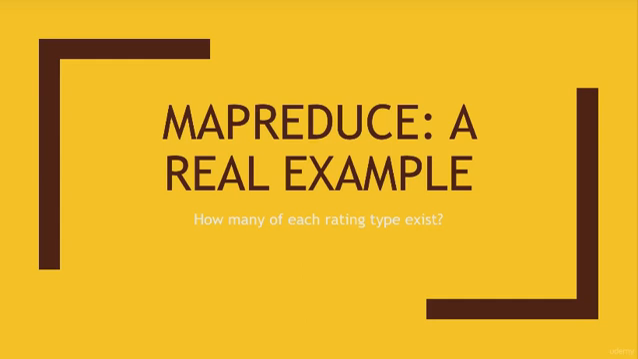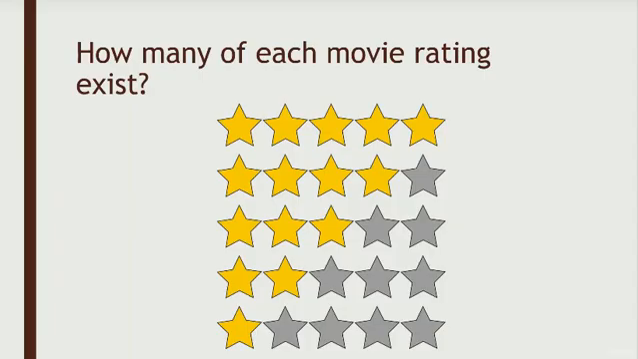All right, let's make this real with another example of using MapReduce to solve a real problem. What we're going to try to figure out is how many of each rating type exists in the MovieLens rating dataset. So how many 1-star ratings are there? How many 2 stars, 3 stars, 4 stars, and 5 stars? And we'll figure out what the distribution of those ratings really is. Just how picky are people? At least how picky were they in 1998 when this dataset was created?